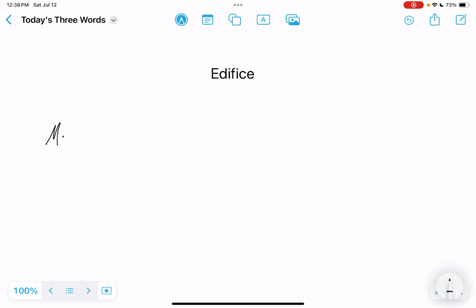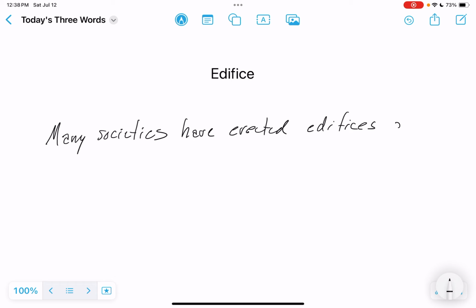Many societies have erected edifices as symbols of the greatness of their society, or let's do civilization.